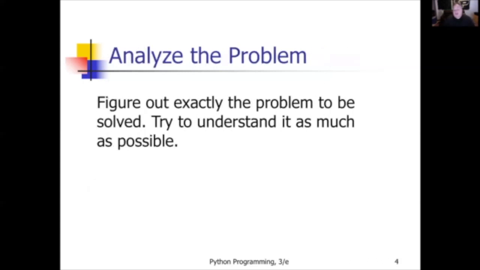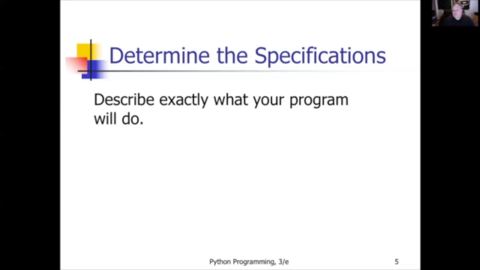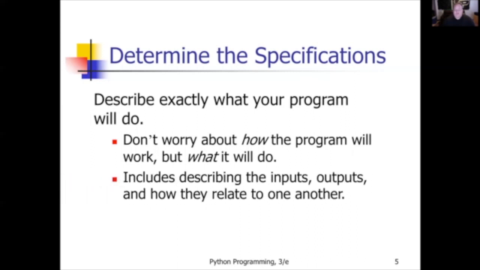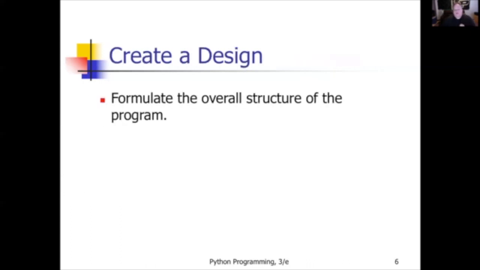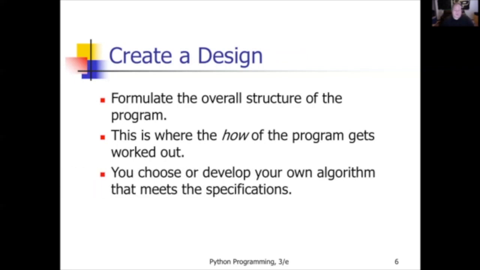All right, so we analyze it. Make sure you understand as much as you can about the problem. Very important that we do that. We make sure we understand exactly what the program's supposed to do. We don't worry about how it's going to do it, just that we understand what it's supposed to do. We make sure we talk about the inputs and outputs and how they relate to each other. And we also want to talk about how we're going to solve the problem by writing the algorithm, how the program is going to solve the problem, get that written and tested and make sure that it's working correctly. We may very well want to develop our own algorithm.